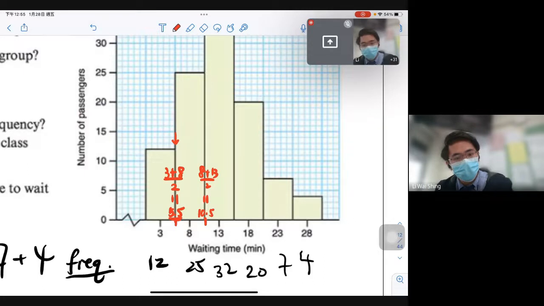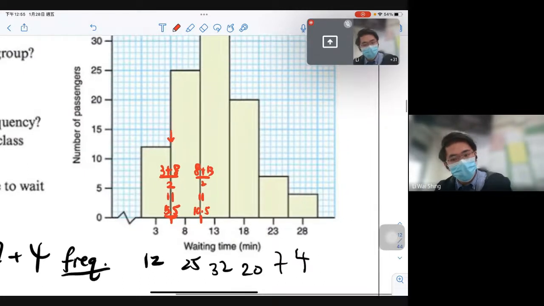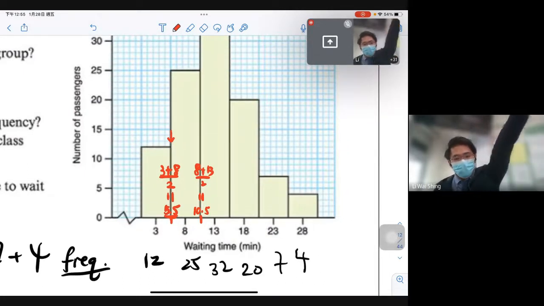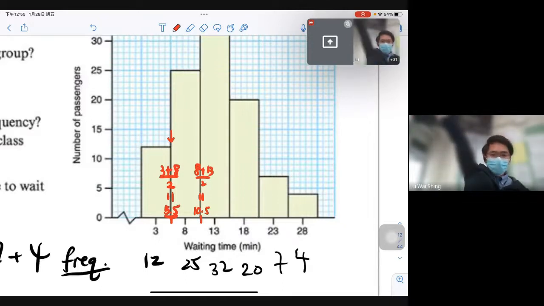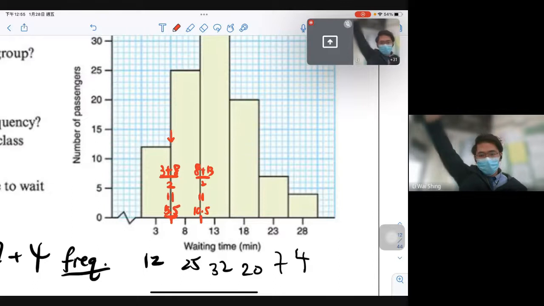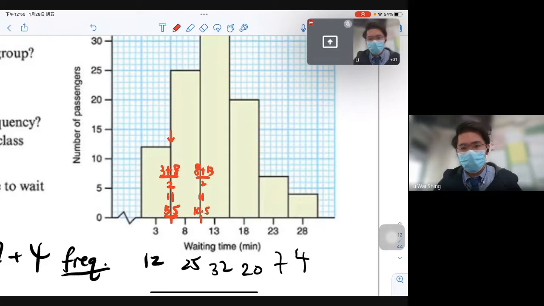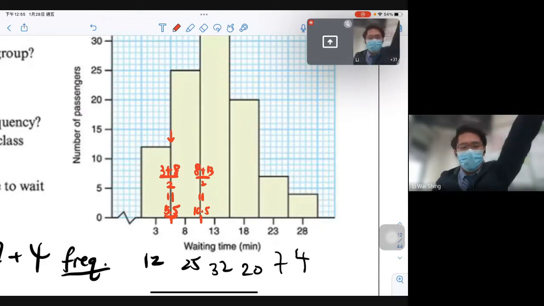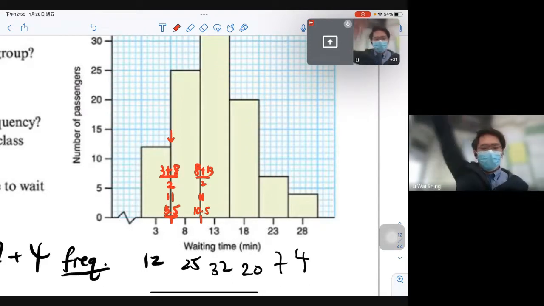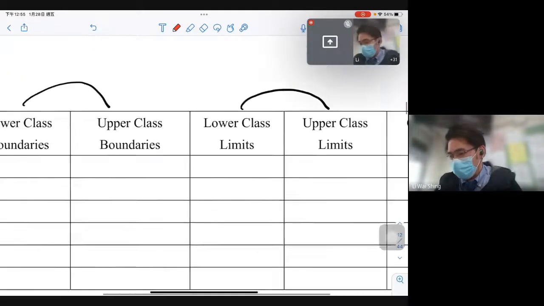Boundary, limit. Who said limit? Raise up your hand. Boundary, raise up your hand. Okay. Yes. Tons of you raise up your hand. I saw your hands. Yes, yes. Okay. You just pressed the raise up your hand button and you did not raise up your hand. Haha. Okay. I raise up my hand here. Yes, it's the class boundaries.